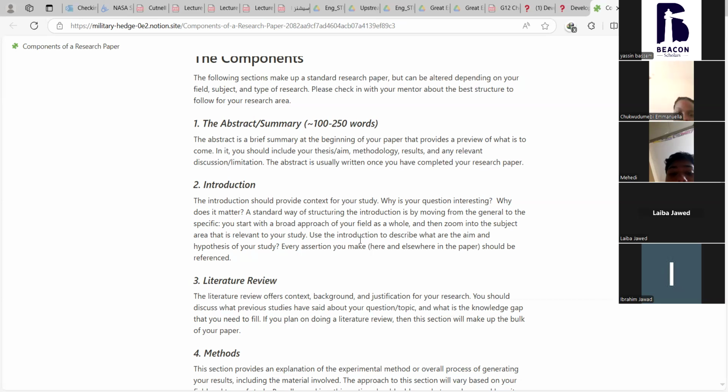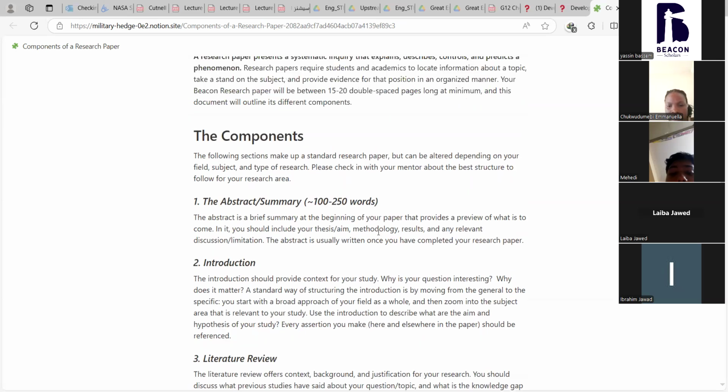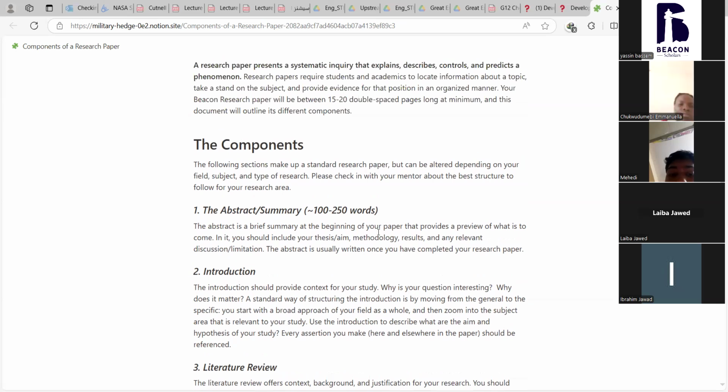Use the introduction to describe the aim and hypothesis for your study. Every assertion you make should be referenced. The introduction should also be about 300 to 400 words. And it's just the second thing in the research paper that will be shown. Okay, so let's talk about the abstract.